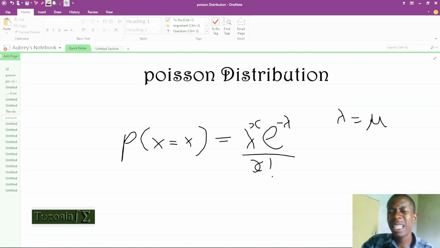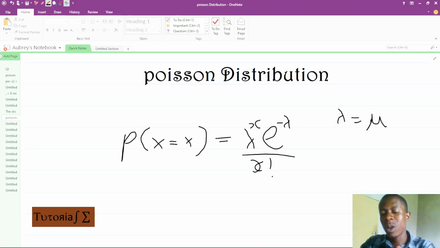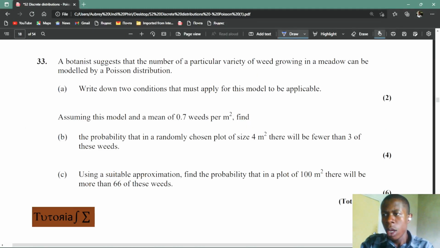Now I think the best approach for us to understand the Poisson distribution is by looking at an example, because I'll be explaining more of the things from the examples we're going to look at. So let's dive into an example. Let's try out this question.